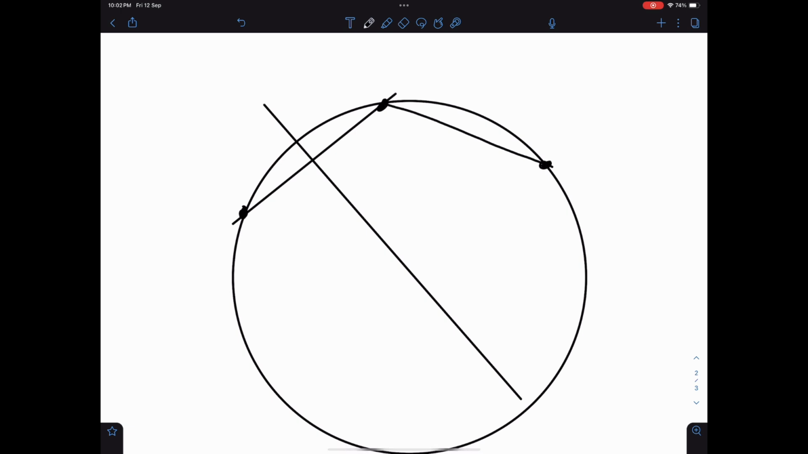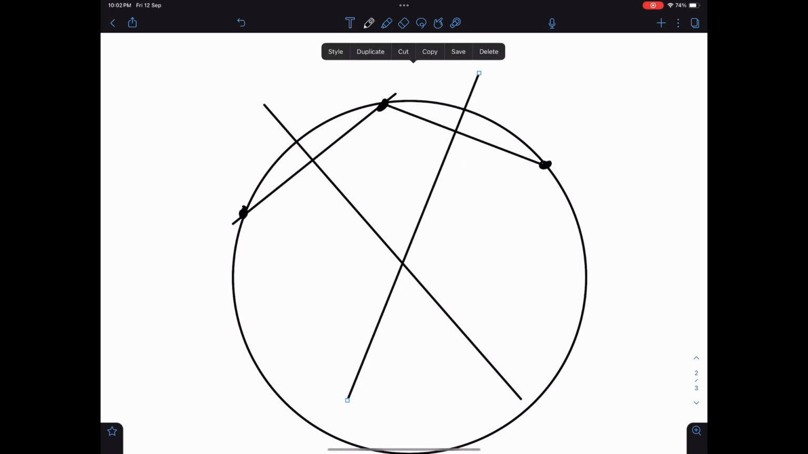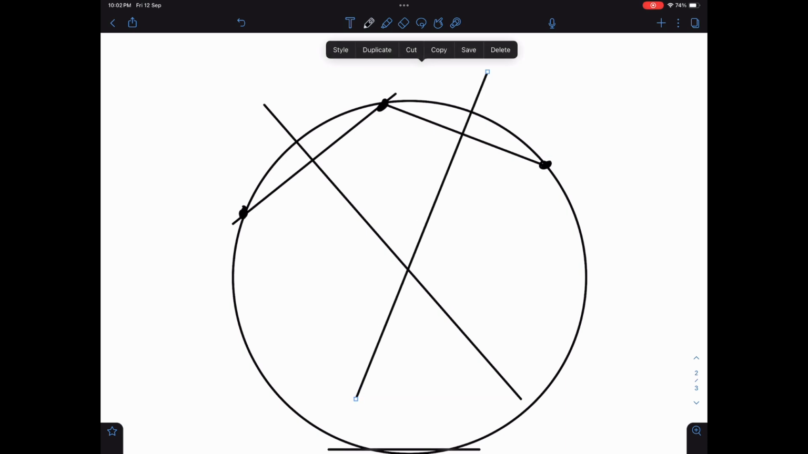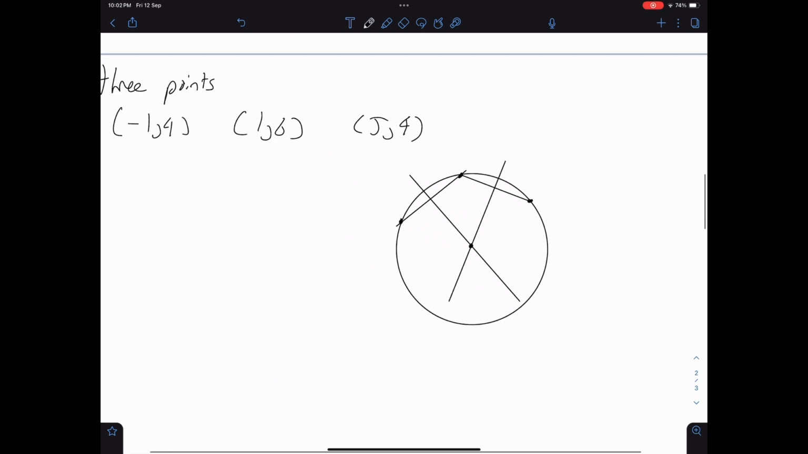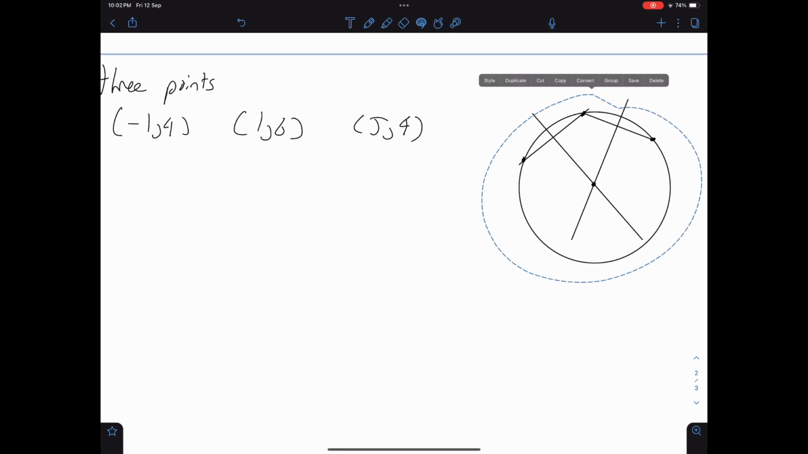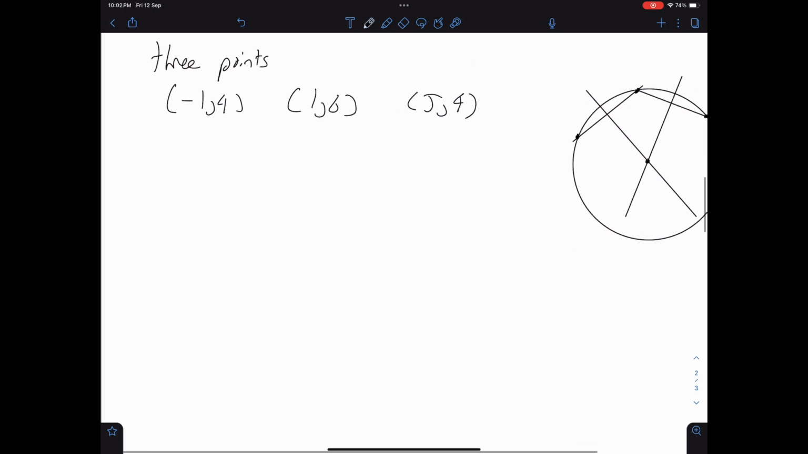And if you had another one, then because that one will also go through the centre, those bisectors will meet at the centre. So we can use that fact for this one.